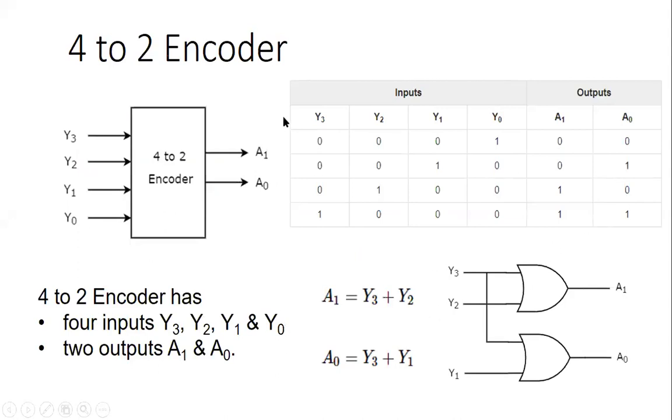And suppose we have an enable, we can have an enable as input. The encoder will work only if enable is equal to 1, if it is an active high enabled device. And when enable is equal to 0, the output can be set to 0.